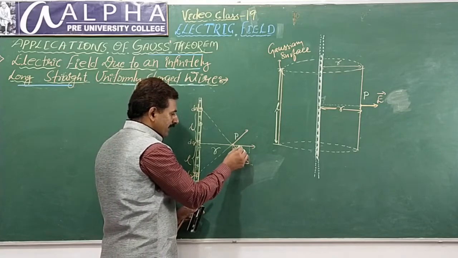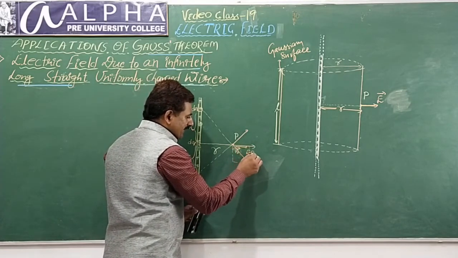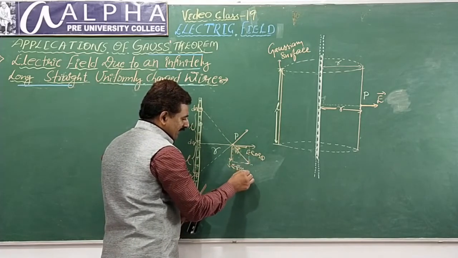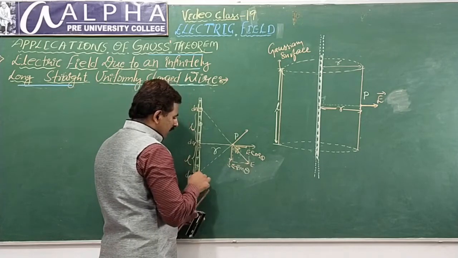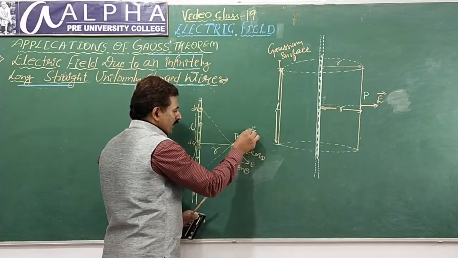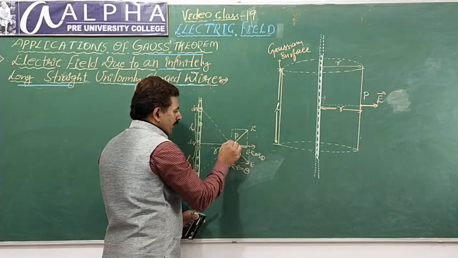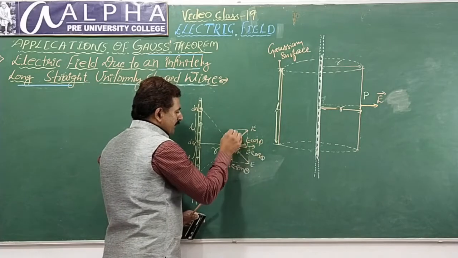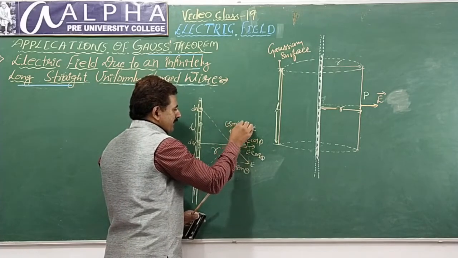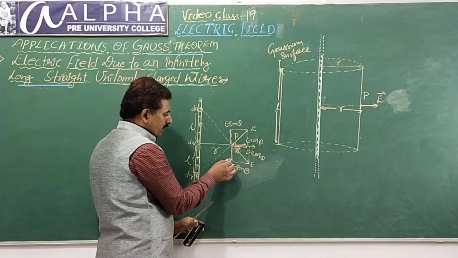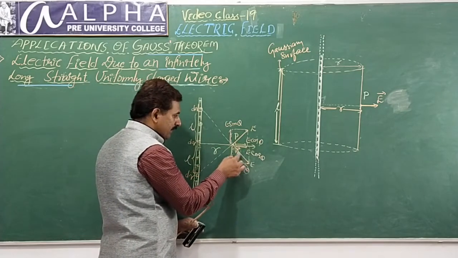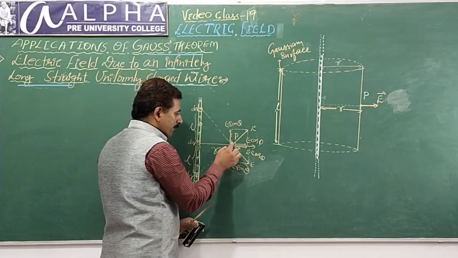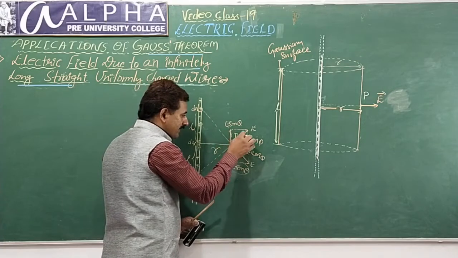If this is angle theta, this part becomes what? E cos theta. And this part becomes what? E sin theta, where E is the value. This is also at the same distance, that's why the value is E only. If you draw the parallelogram, this part becomes E cos theta and this part becomes E sin theta. Students, the vertical components are E sin theta downwards for this one and E sin theta upwards for the other.